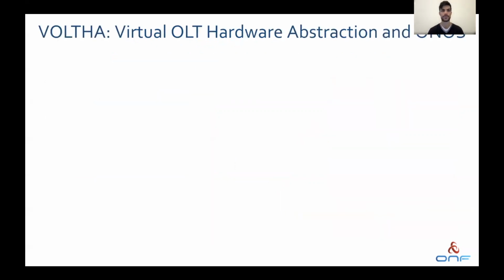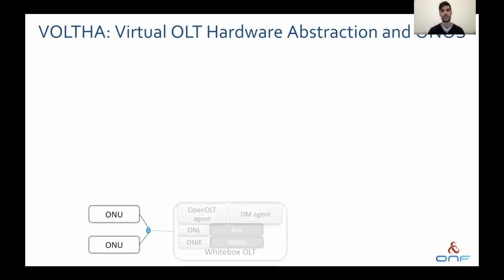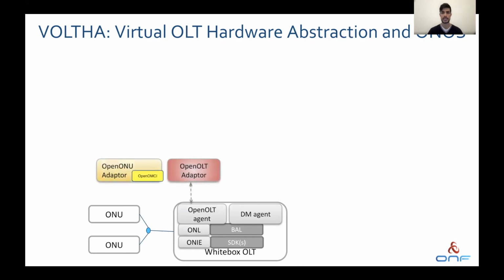So first of all, as we said, we start with some ONUs, and then you have the white box OLT. Within the white box OLT, we deploy two elements: an OpenOLT agent, which sits on the box and leverages the BAL Broadcom SDK to control the chipsets, and the device management agent. Let's start first with the OpenOLT agent. That OpenOLT agent, via a gRPC connection, communicates with an OpenOLT adapter.